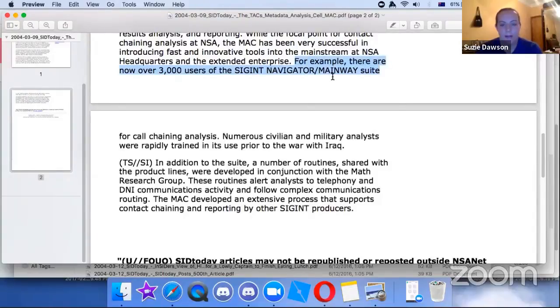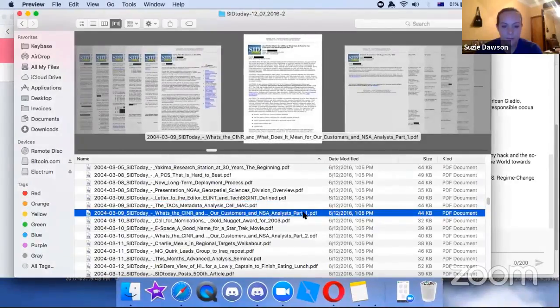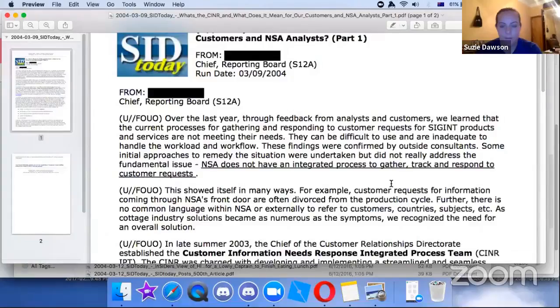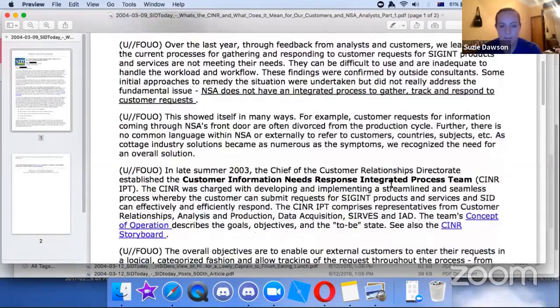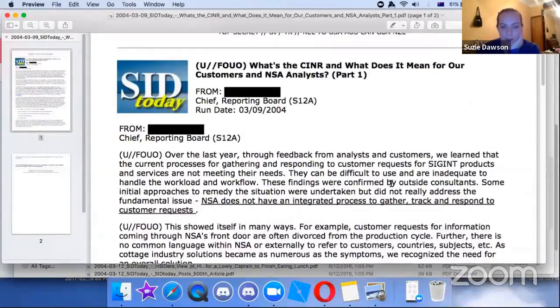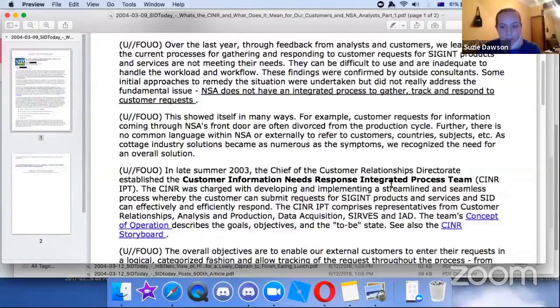Over 3,000 analysts of the telephony suite. Okay. Oh God, so it's basically a CRM. Customer Information Needs Response Integrated Process Team, also known as customer service.